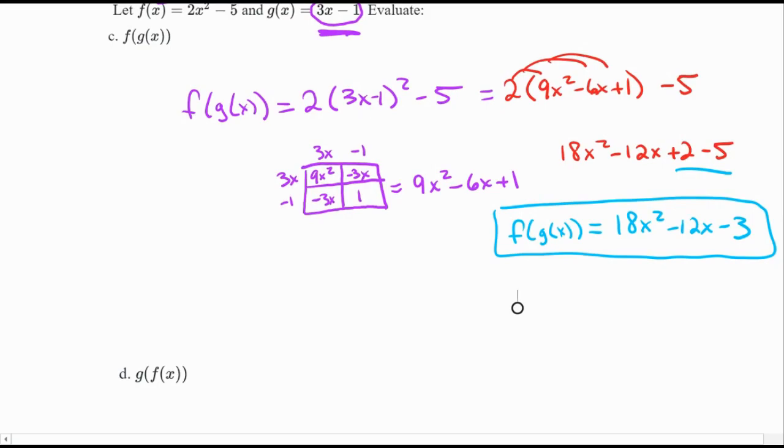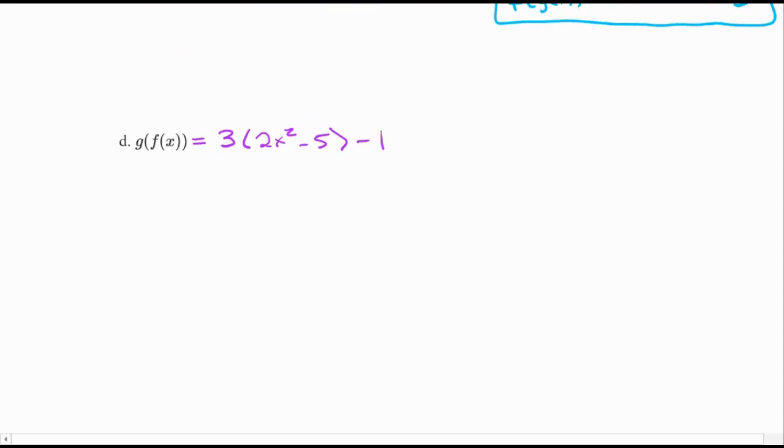Now we're going to be doing the opposite. We're doing g of f of x. I'm going to go ahead and write that down. We got g of f of x is 3, and then wherever we see the x in g of x, we're going to plug in f of x, which is 2x squared minus 5. And then don't forget that minus 1 at the end from g of x. Again, we're just going to simplify from here. I'm going to distribute this 3. So I got 6x squared minus 15 minus 1. So g of f of x equals 6x squared minus 16.